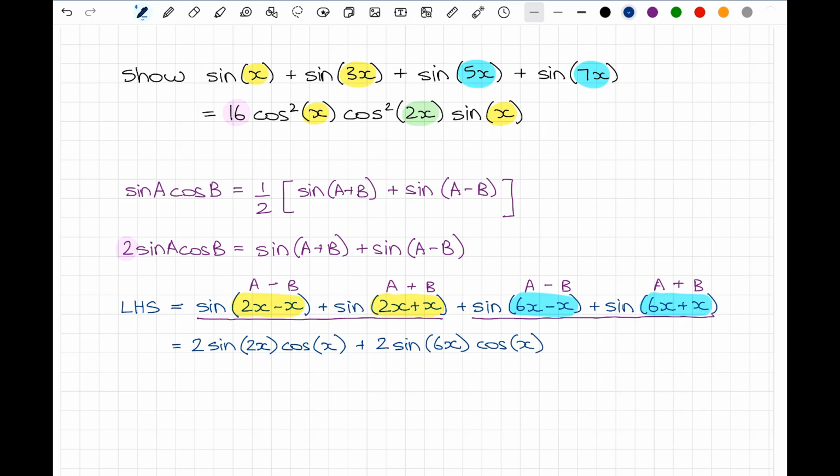And from here, hopefully it's easy enough to notice that we've got a common factor in both of these terms of 2 cosine x. So I can bring those out the front. And what's remaining is sine of 2x plus sine of 6x.